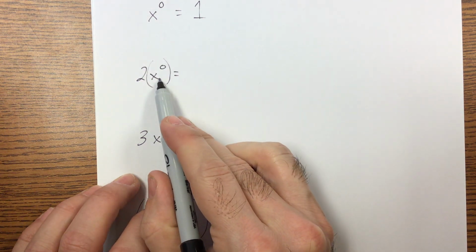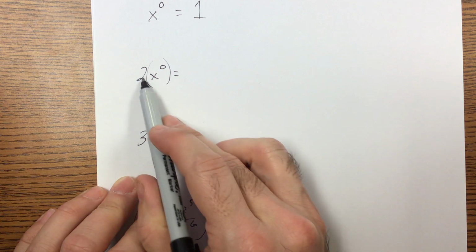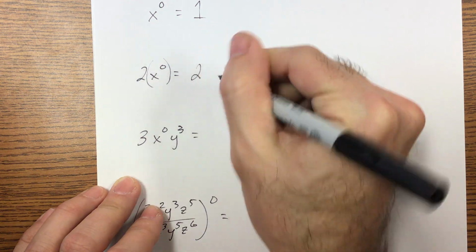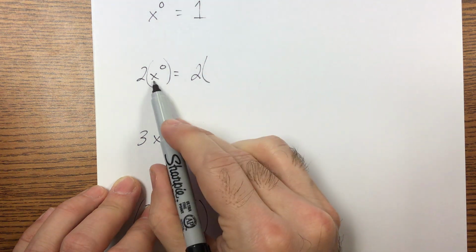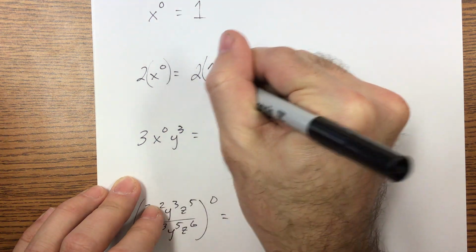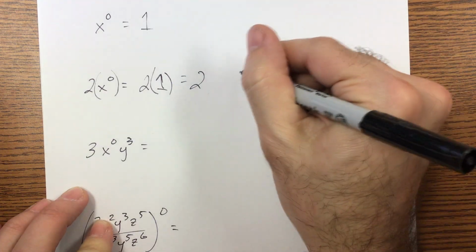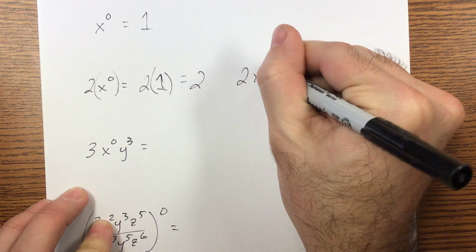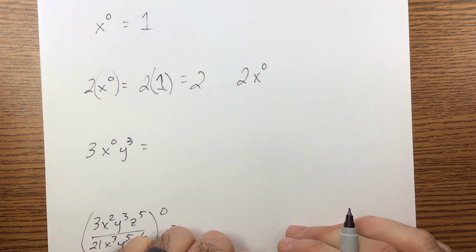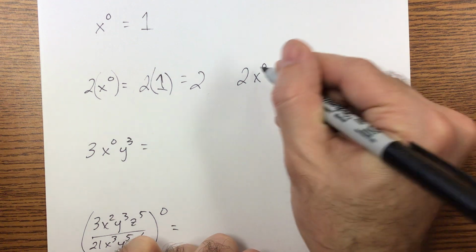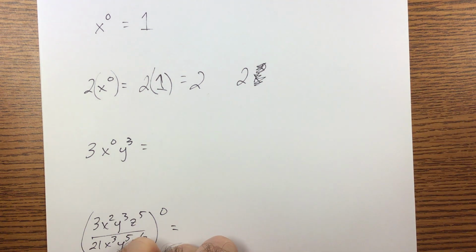That part is just 1. But that doesn't mean the 2 is just 1. It's not 2 to the 0 power. So we still have that 2 there. But x to the 0 power is just 1. What's 2 times 1? 2. So a lot of times, here's what you can do. If you have 2 times x to the 0 power, since that's just a 1, we'll just do this. 2. Answer's 2.